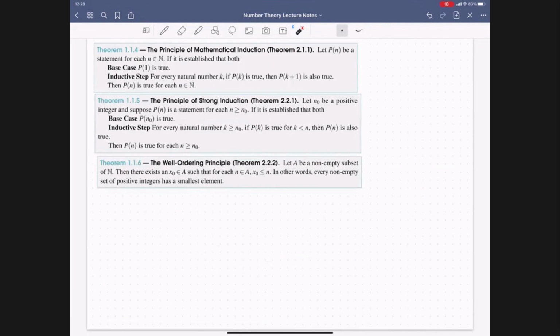So the third statement is the well ordering principle. What the well ordering principle says is that any non-empty subset of the natural numbers has a least element. Symbolically, there is some x naught in A such that x naught is less than or equal to every element n in the set. And one of the things that we do in structures is use the principle of mathematical induction to prove the well ordering principle. But the reality is that these statements are all equivalent. There's nothing different, mathematically speaking, between these three.